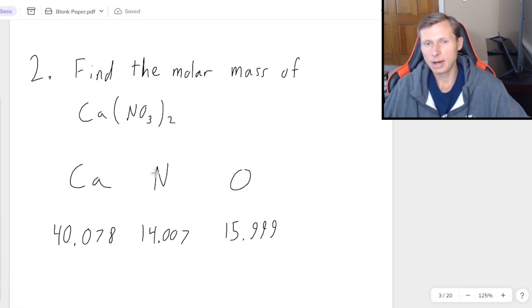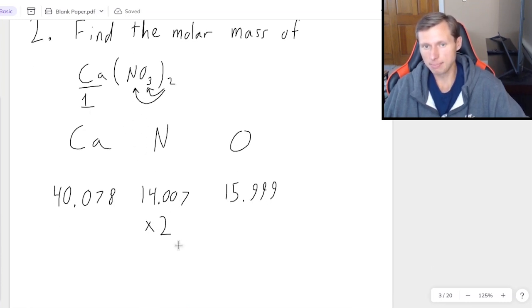And now I got to count how many of each element there are. So as we can tell, there's only 1 calcium. So that just means 40.078 is going to stay the same. Nitrogen. So this little 2 out here means distribute the 2 to both the oxygen and the nitrogen. In other words, there's going to be 2 nitrogen. So I have to multiply that by 2.